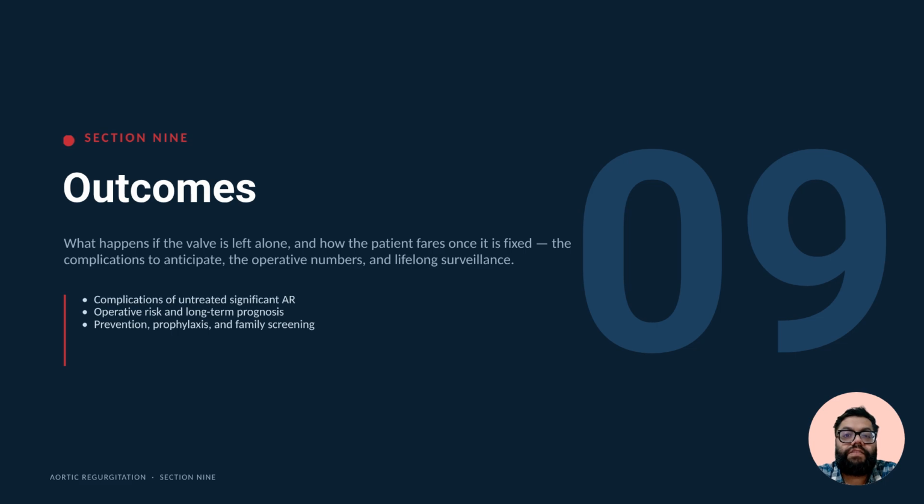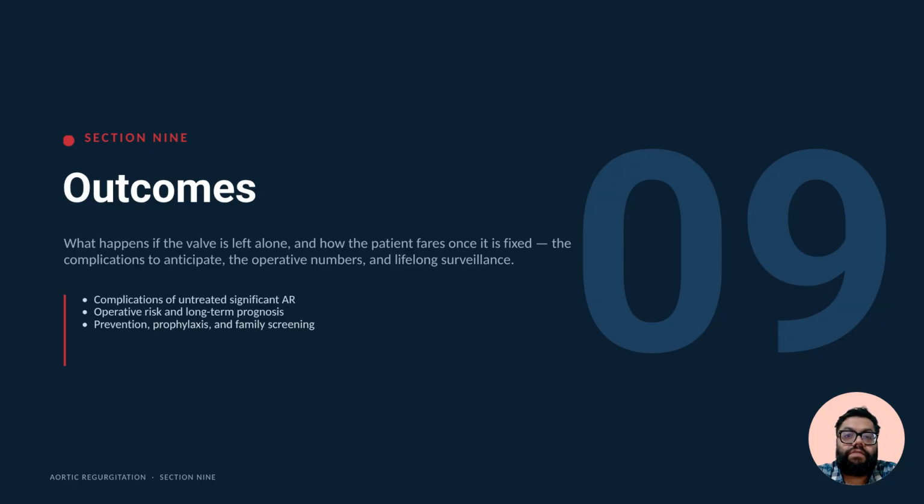First, the complications of untreated significant regurgitation, which read like a catalog of everything the diseased ventricle eventually does: heart failure, arrhythmias, ischemia, endocarditis, and sudden death. Every one of them is, in effect, an argument for timely surgery.